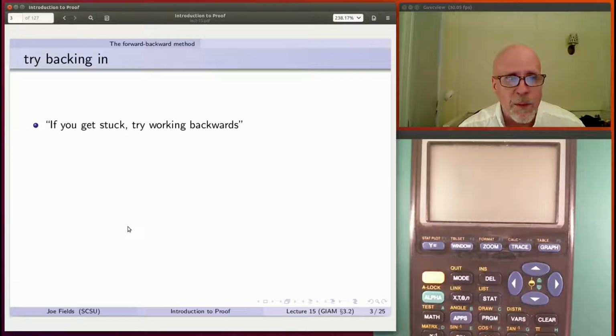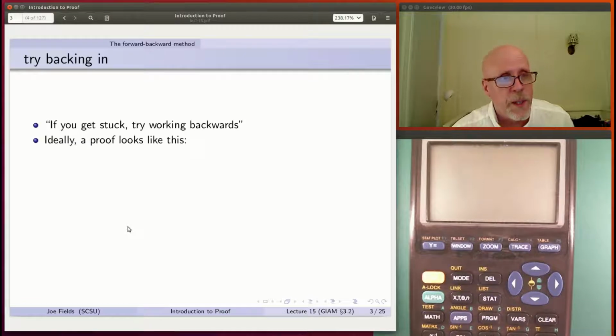Okay, so the basic motivation for the forward-backward method is this advice people get, which is if you get stuck, you should try working from the conclusion back towards the beginning of the proof. So try working backwards. Now, that's not always the best advice because there's a directionality to a proof.